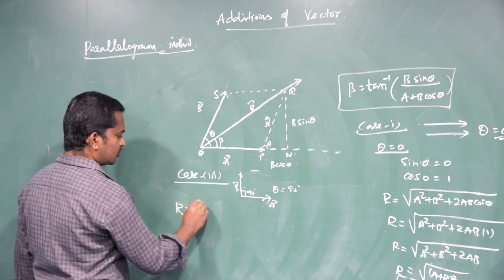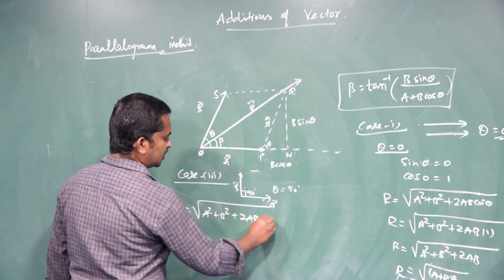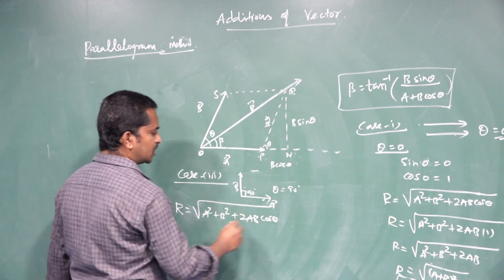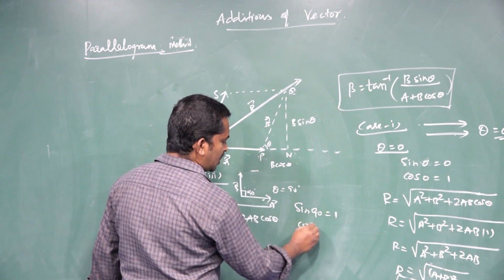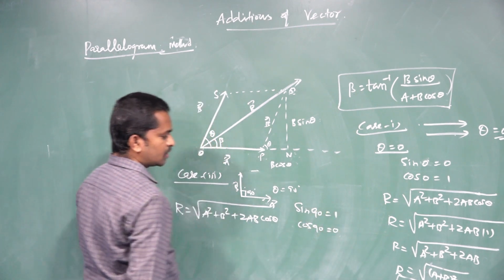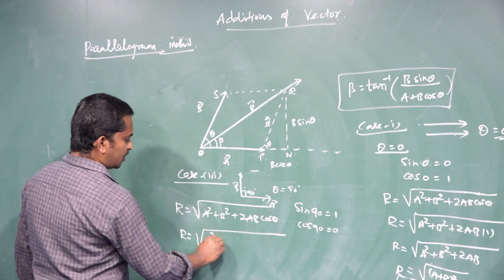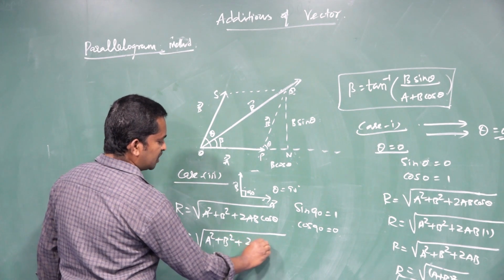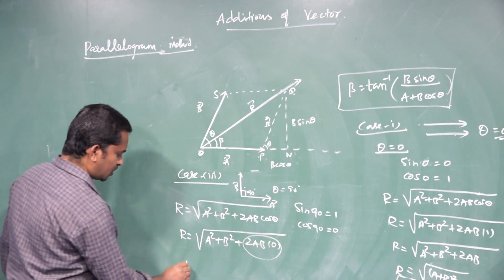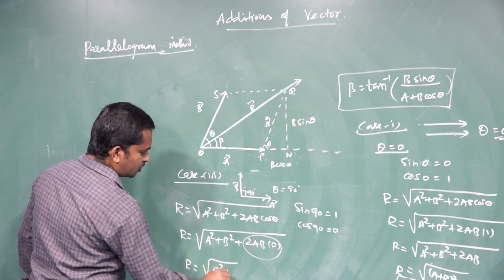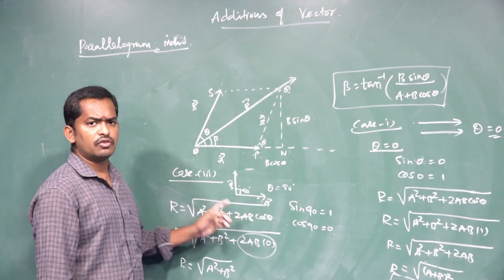The resultant vector R is equal to the square root of A square plus B square plus 2AB cos theta. Perpendicular to each other means sin 90 is equal to 1 and cos 90 is 0. Substitute the value: R is equal to the square root of A square plus B square plus 2AB cos 90. Cos 90 is 0, so the overall term is 0. So R is equal to the square root of A square plus B square. This is the resultant vector when two vectors are perpendicular to each other.